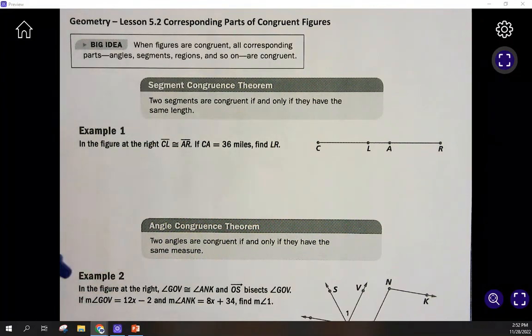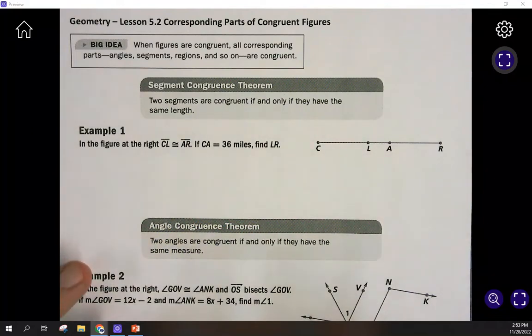Okay, so the first theorem we're going to look at today is the segment congruence theorem. It says if two segments are congruent, they have the same length. So we know distance is preserved when we're looking at these isometries. And so the length of a segment would be considered the distance. And so if we have two figures and two segments specifically in this case, and they're congruent, distance has been preserved, they have the same length.